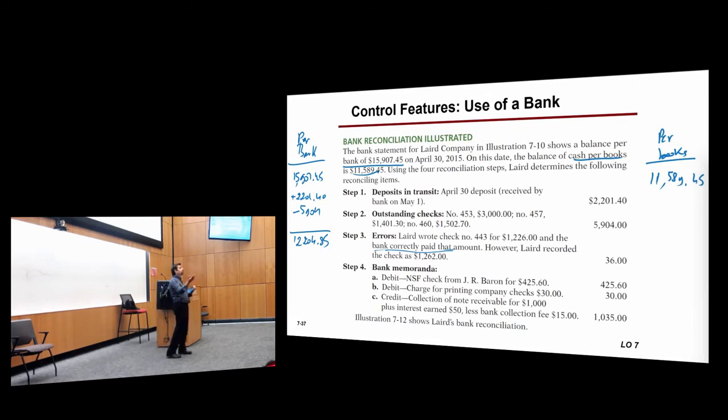Come on, you all took pictures. I saw you. Okay, so start by doing NSF. What do you do with NSF? You have to subtract NSF checks. So minus 425.6. You have also a charge for printing. You subtract that, so it's minus 30. And then you add 1,035.